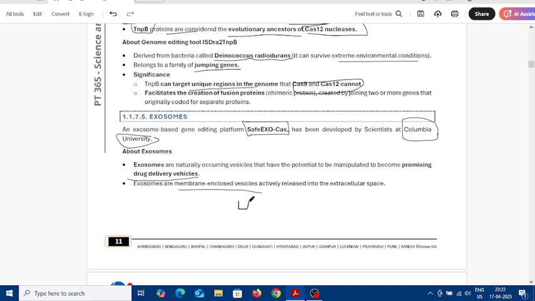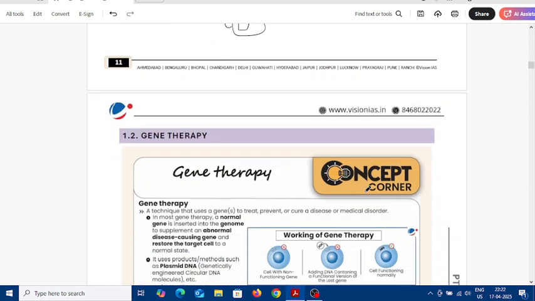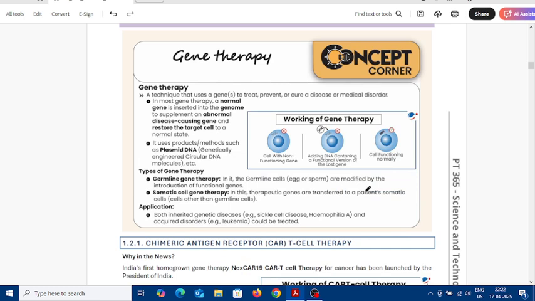Exosomes are membrane enclosed vesicles. I mean, ये जो अगर कोई वेसिकल है तो इनका ऐसे आगे मेम्ब्रेन होगा, उसके अंदर ये इनक्लोज होंगे. Released into the extracellular space, जो भी सेल में अगर कहीं स्पेस है तो वहाँ पे ये रिलीज हो जाते हैं, वेसिकल्स, एक्सोसोम्स. Next we have gene therapy.